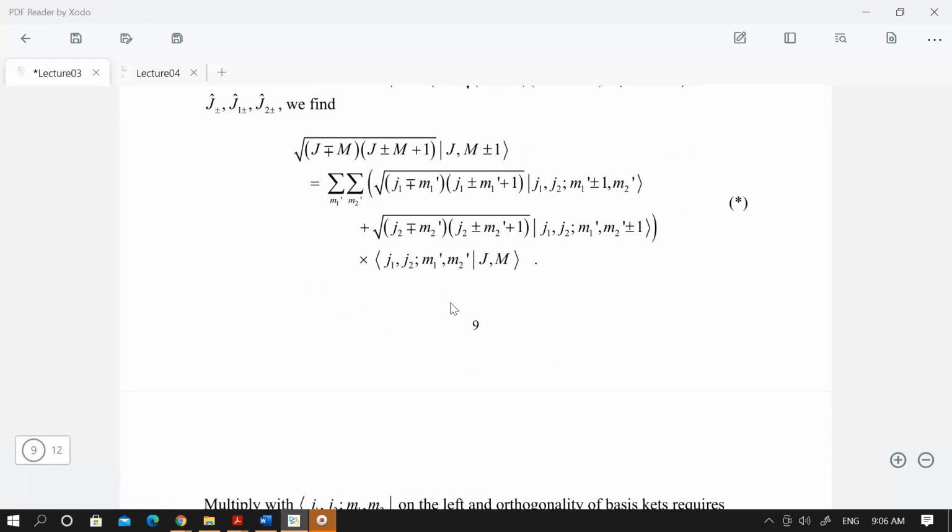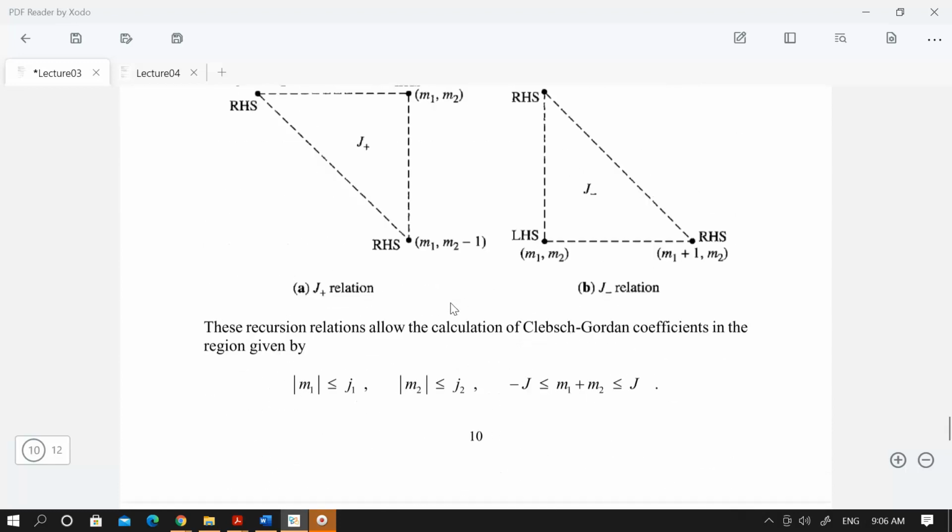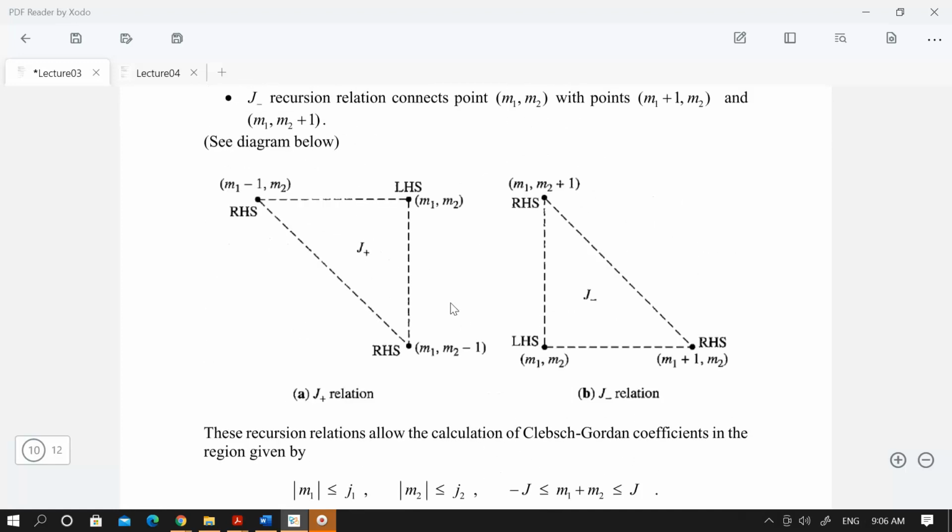I always got confused about this figure. So when you do a J plus operator, let's look at these vertices over here. If you total the M1 and M2 values, I get M1 plus M2 minus 1. And similarly here. So when you do a J plus operator acting on these two states, I should get this M1, M2 state.